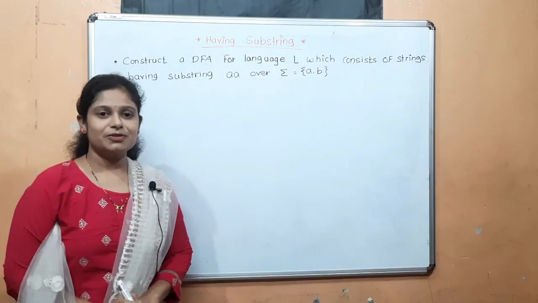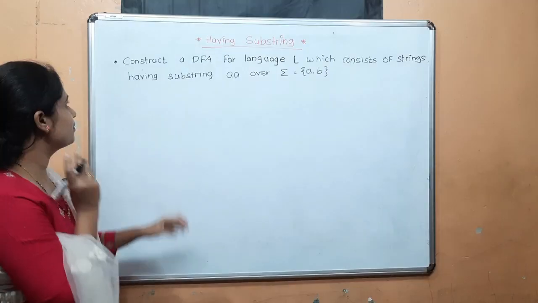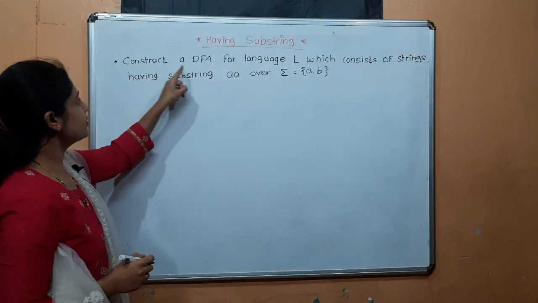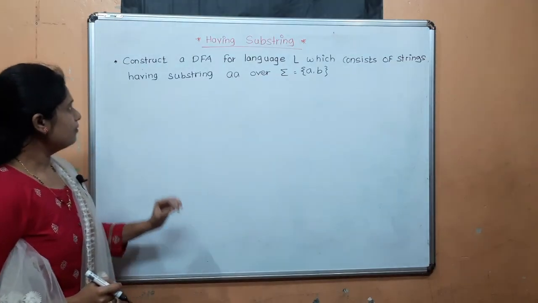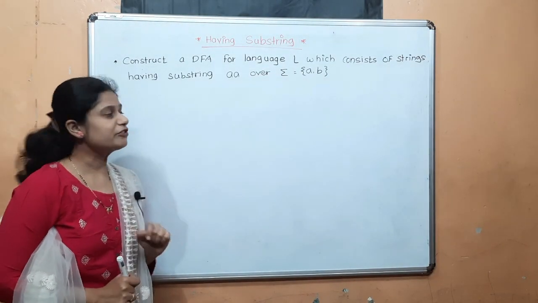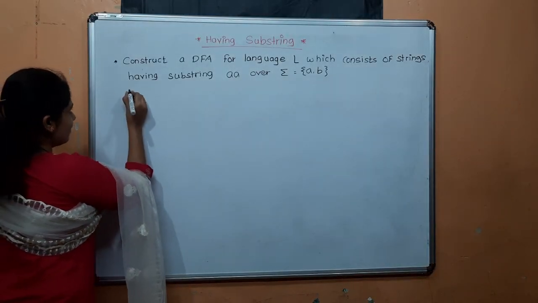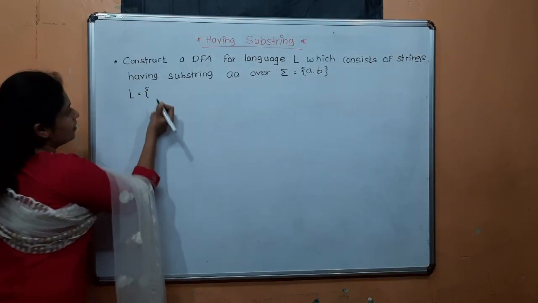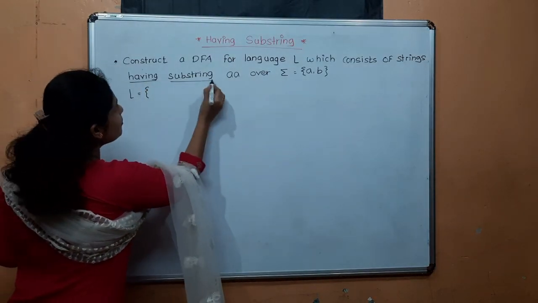Hello friends, today we will discuss the examples of a having substring. Now see here, the first example is that construct a DFA for language L which consists of strings having substring AA over the alphabet {A, B}. Now see here, the condition is that it has a substring.